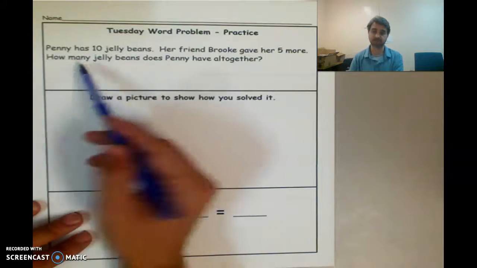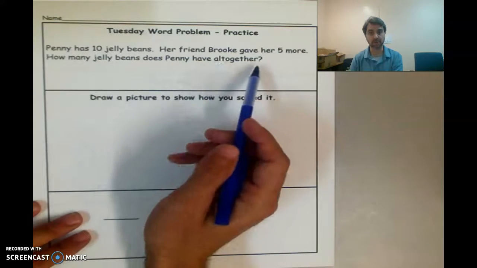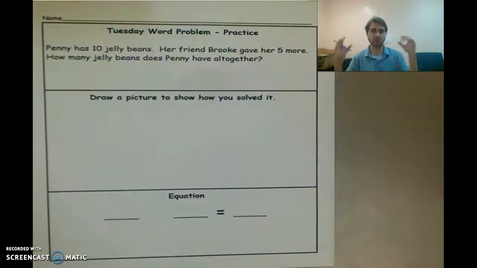Here's the question. How many jelly beans does Penny have all together? So all together means in total. So how many does she have now? So we're going to draw a picture to show a way that you can solve it. The picture can help you understand what's going on here.